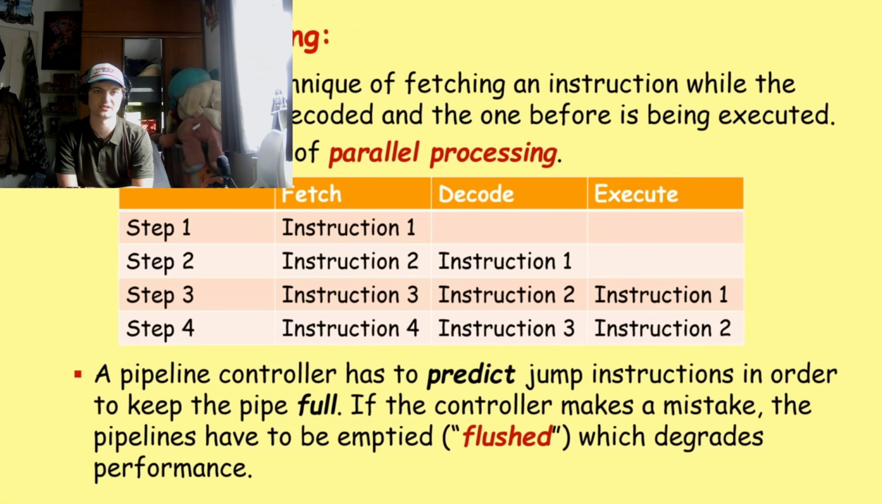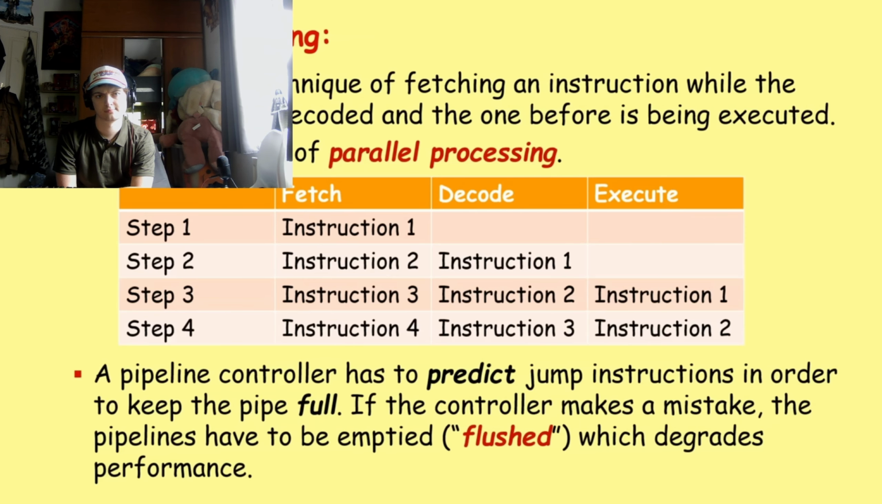So you can see from the table here, during step 1, we can fetch instruction number 1. In step 2, we can fetch instruction 2 while at the same time decoding instruction number 1. And then at the next stage, we can fetch instruction 3 while at the same time decoding instruction number 2 and executing instruction number 1, and so on and so forth.